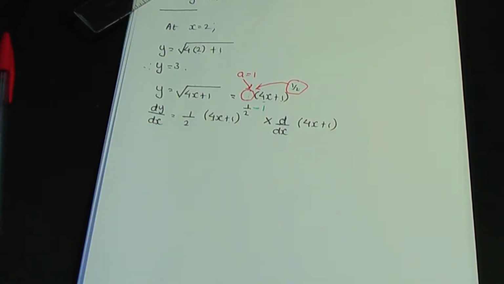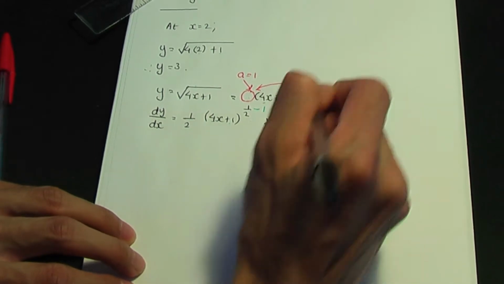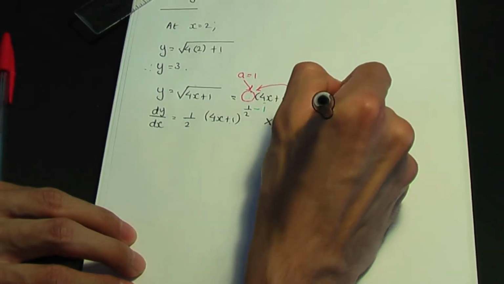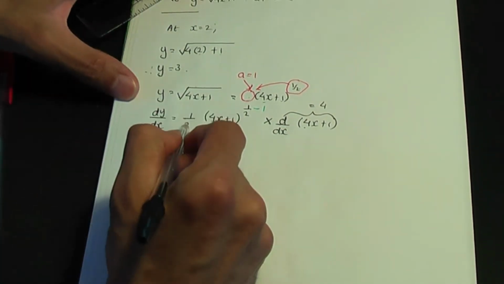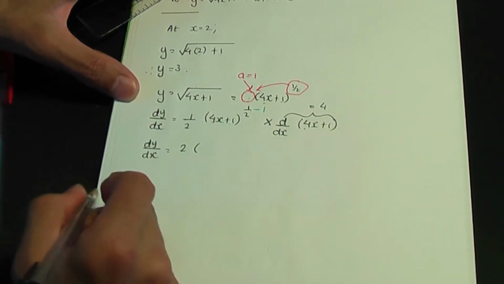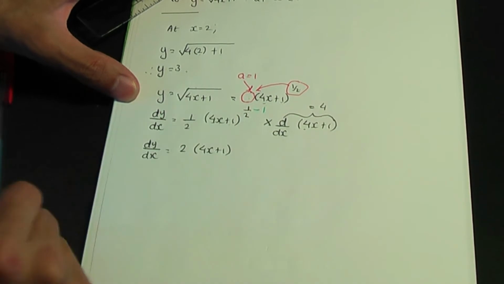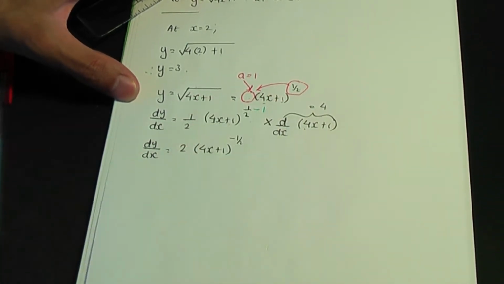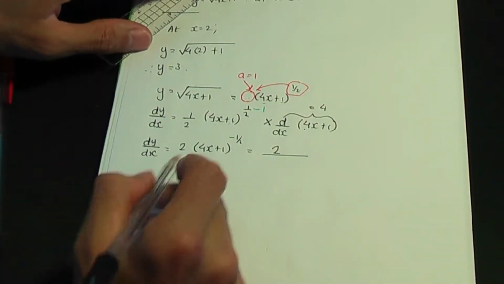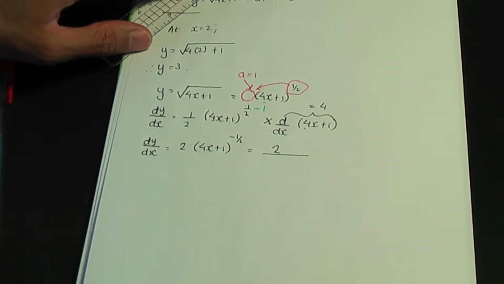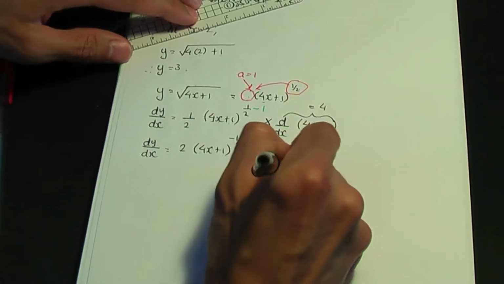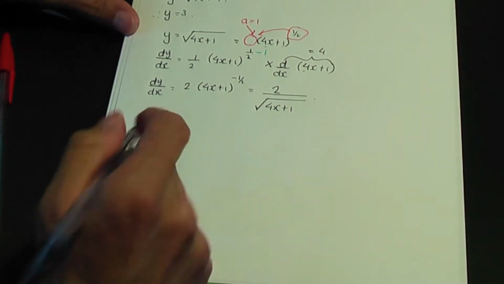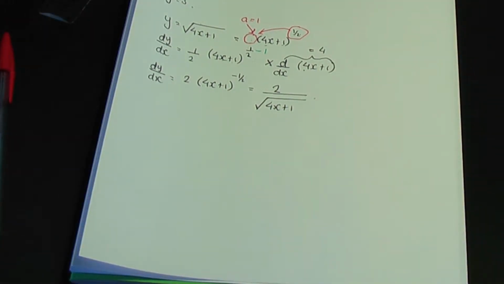Let's tidy this up and simplify. When I differentiate 4x plus 1, that is 4. So dy by dx is going to be half times 4, which is 2, into the 4x plus 1 to the power of half minus 1, which is minus half. I'm going to rewrite that as 2 over the root of 4x plus 1, since 4x plus 1 to the power minus half is the same as 1 divided by the root of 4x plus 1. So that is dy over dx, the first derivative.